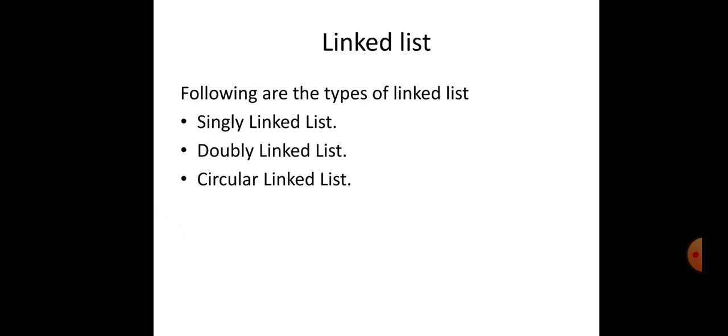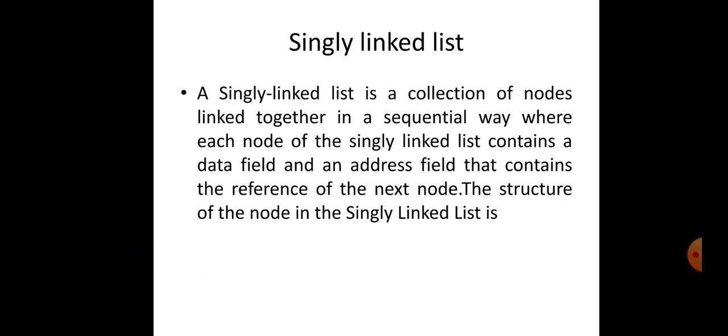Next, following are the types of linked list. First type of linked list is a singly linked list, and the second type of linked list is doubly linked list, and another type of linked list is circular linked list. Circular linked list is also categorized in two types. First one is singly, and second one is doubly. So first one is singly circular linked list and the second one is doubly circular linked list. After that, we will discuss the definition of singly linked list.